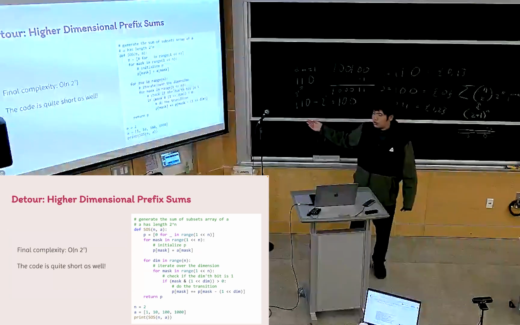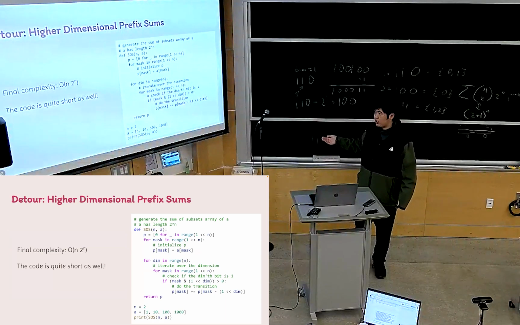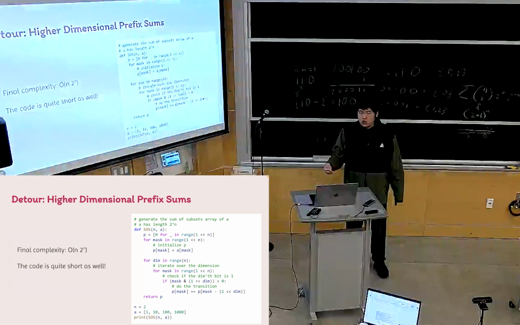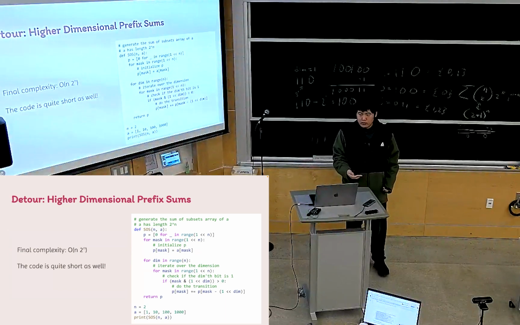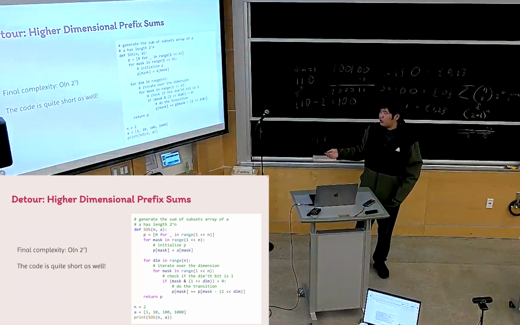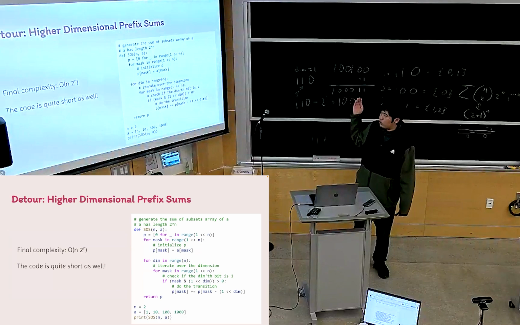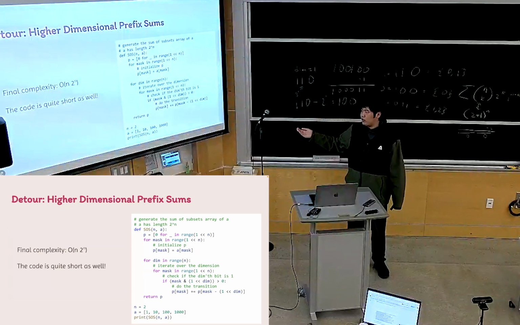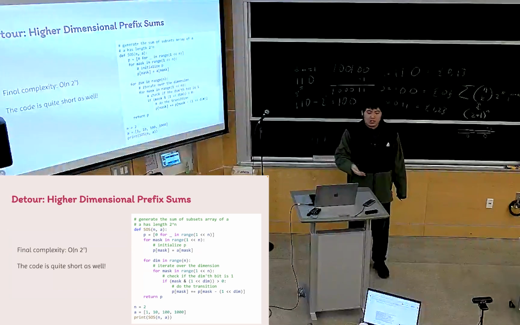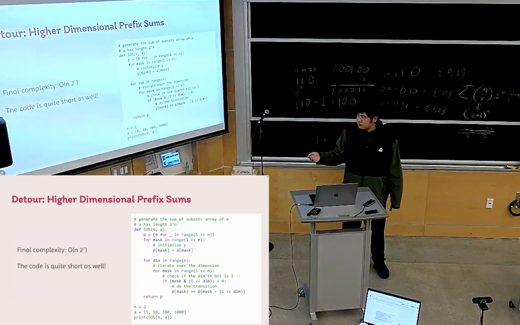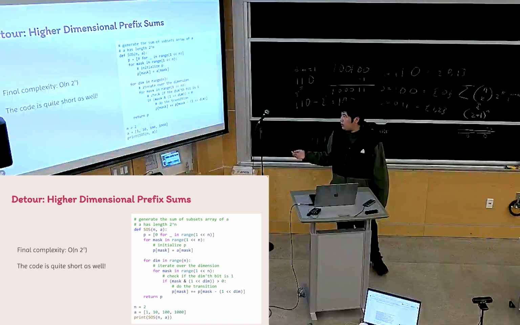And we'd end up with a final complexity for computing the sum over subsets of n times 2 to the n, which is a significant improvement from 3 to the n. And additionally, our code is also quite short. If we were to erase the comments, it would effectively be 8 lines of code to compute the sum over subsets array.